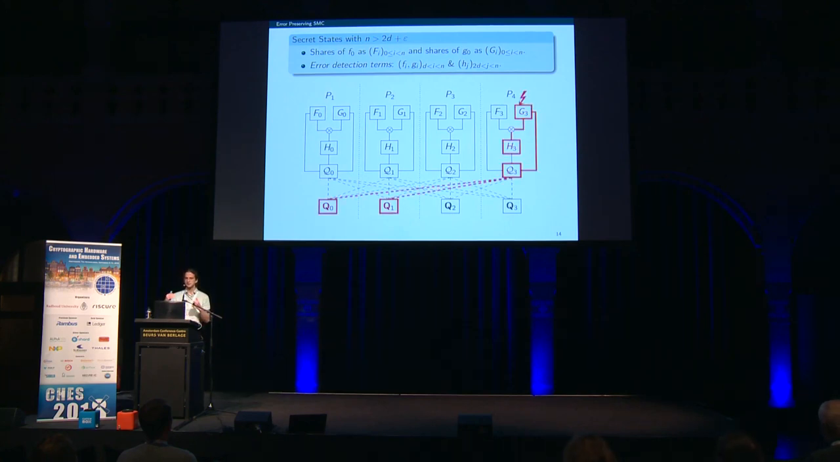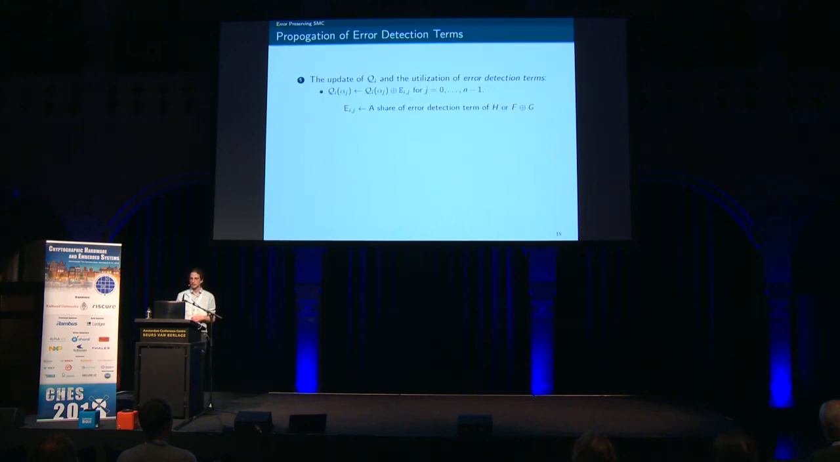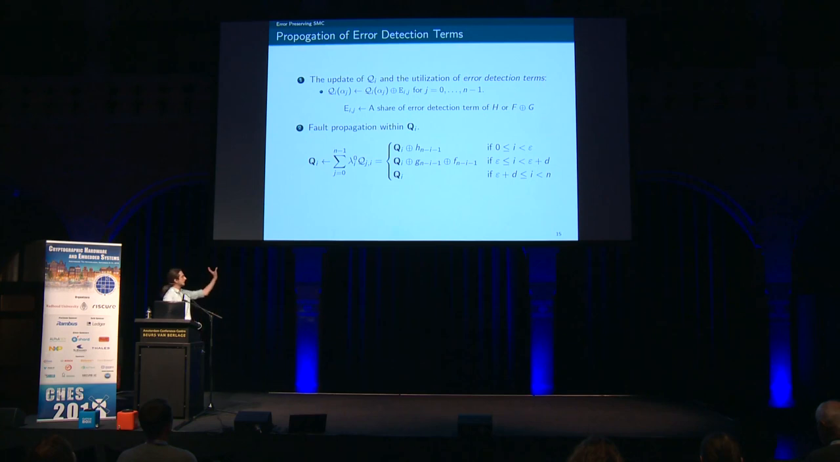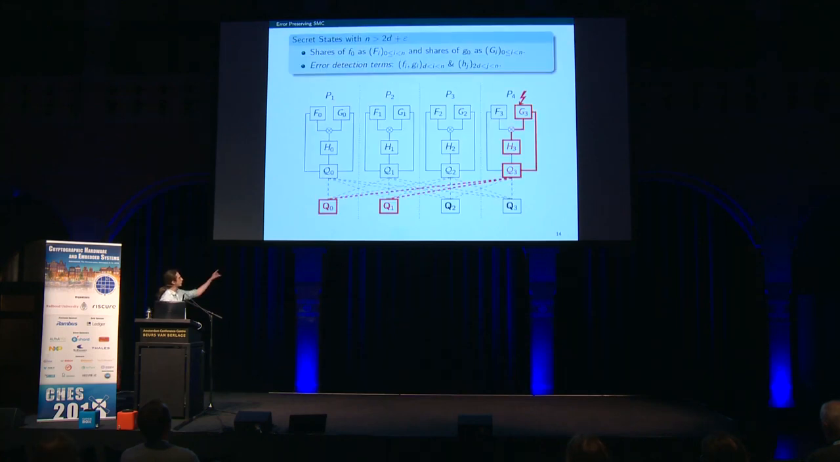So what is our main idea? The main idea is that if the fault is injected, it propagates until the second step, and in the final step, the fault should be propagated into the outputs. So how are we going to update these QIs and utilize the error detection terms? We defined a new variable called EIJ. EIJ is just a share of an error detection term of H or F and G. So how is it calculated? When each player calculates its last share, its output, inherently, when they get all the shares and calculate the corresponding output, they get one coefficient from H and one coefficient from G and F. So if you look at the previous example, the first share gets an error detection term from H, and the second share gets an error detection term from F and G.